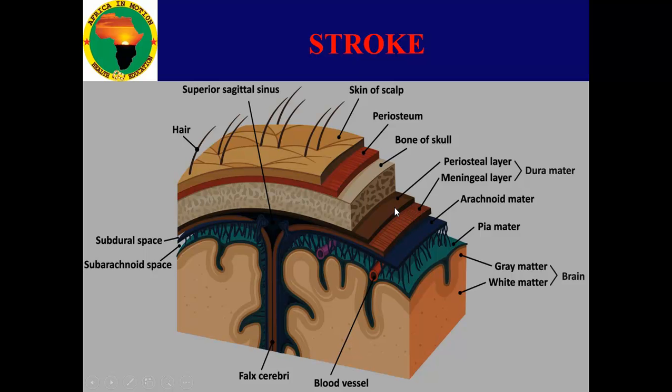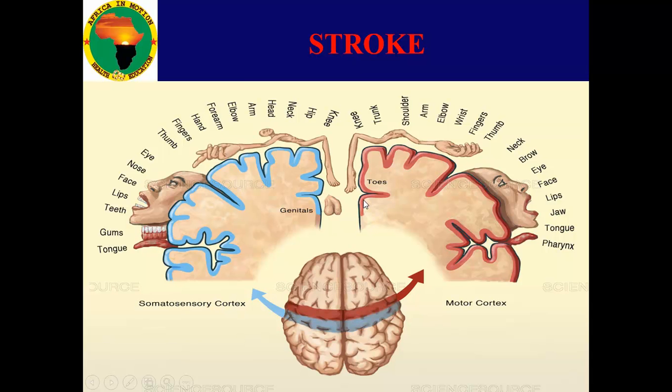Then under the dura, there is what we call arachnoid matter. Under there is what we call pia mater. Then underneath there is the brain, gray matter and white matter. These are the layers that are covering the brain. The brain is very well covered. It is well protected.